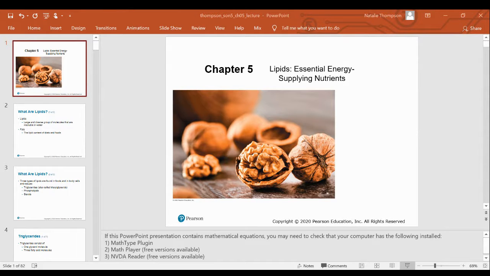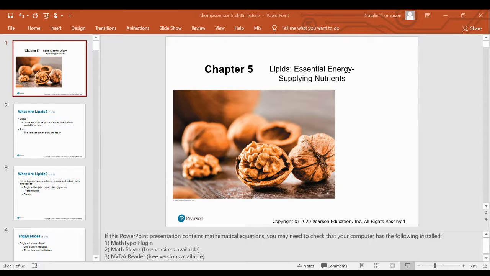So this should also be a two-part lecture. We'll go into the first half of the chapter here. In Chapter 5, we're going to be talking about lipids. Lipids are the second of the three macronutrients that we're going to be talking about. We have carbohydrates, fats, and proteins. Those are our three macronutrients.